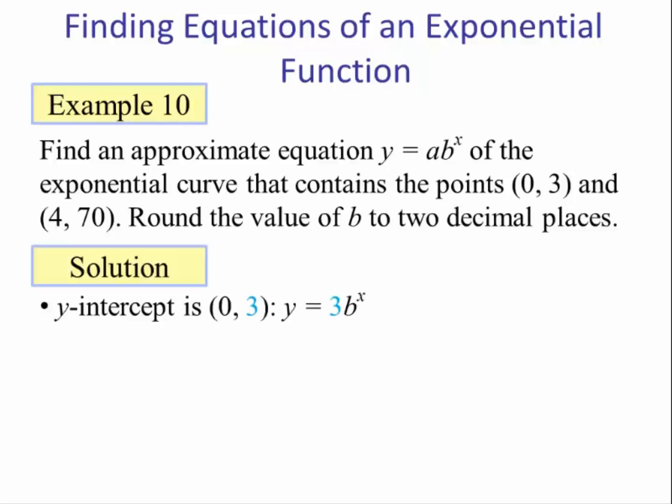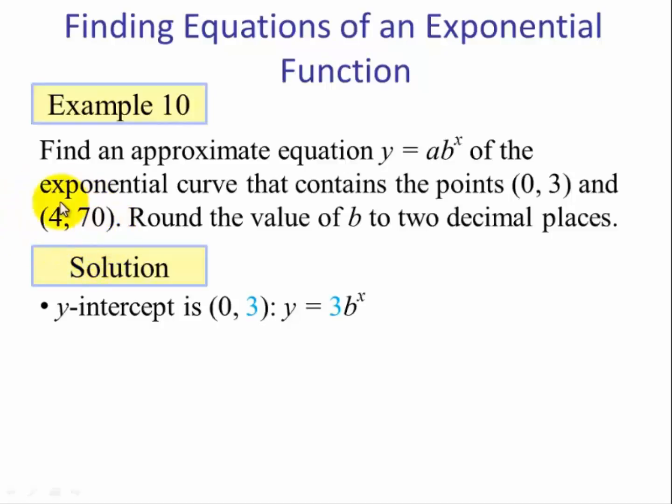Solution? Well, first we're given the y-intercept. (0, 3) means that the y-intercept is 3 because it is the value of y when x is 0. That means that our value of a is 3. So now we have y equals 3 times b to the x power. All we need to do now is find the value of b, the base.